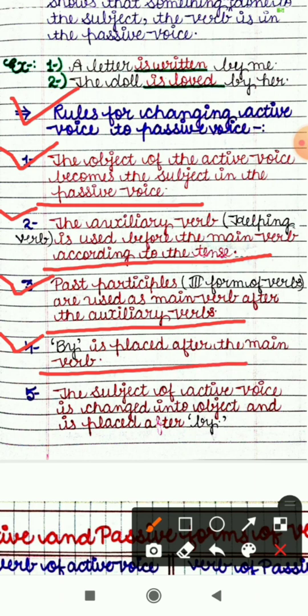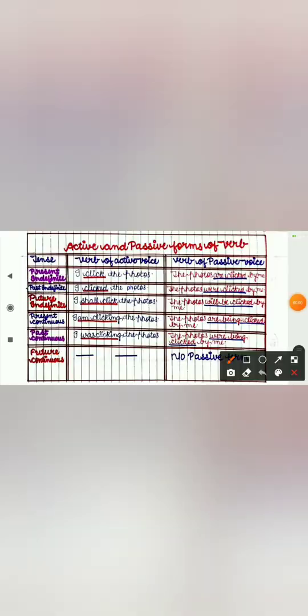Fifth rule is the subject of active voice is changed into object and is placed after by. So the same thing will happen here also. The subject of active voice is changed into object and is placed after by. Means which was subject in the active voice will become object in the passive voice and it will be placed after by.